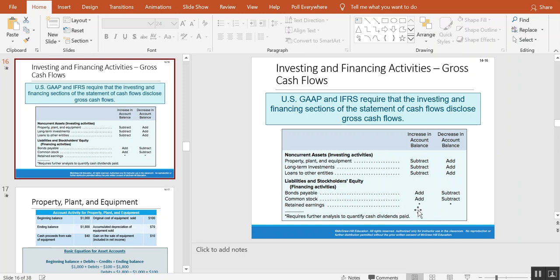Likewise with common stock. Retained earnings, basically, you would need to analyze that a little further to be able to figure out what cash dividends were actually paid, because those cash dividend payments would impact cash.